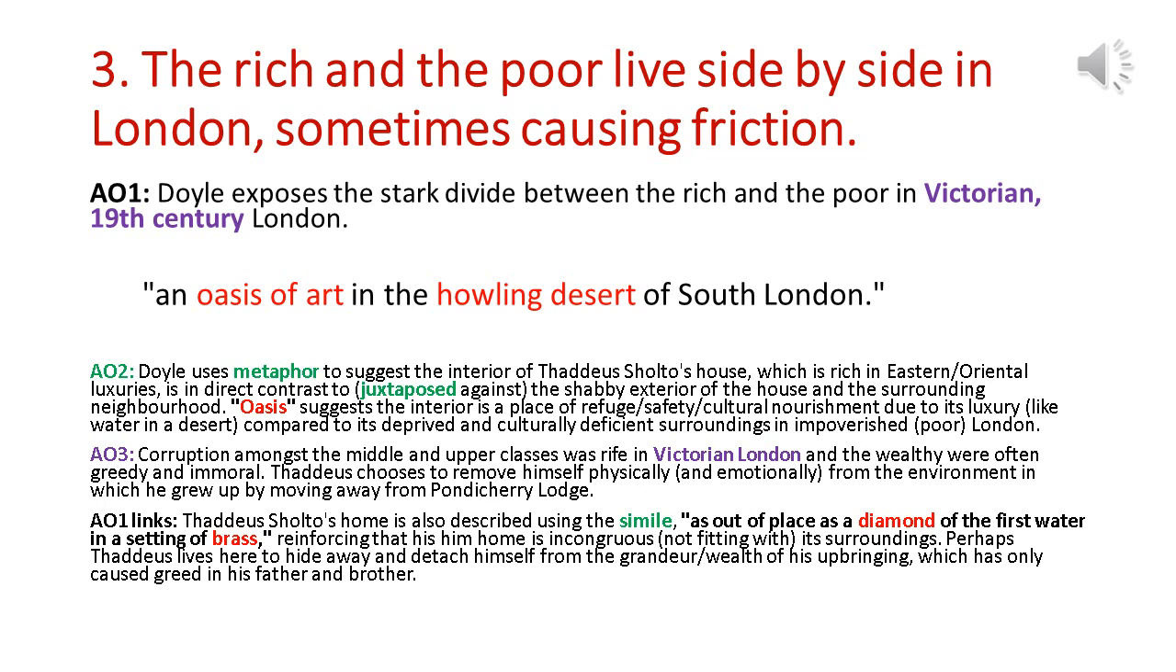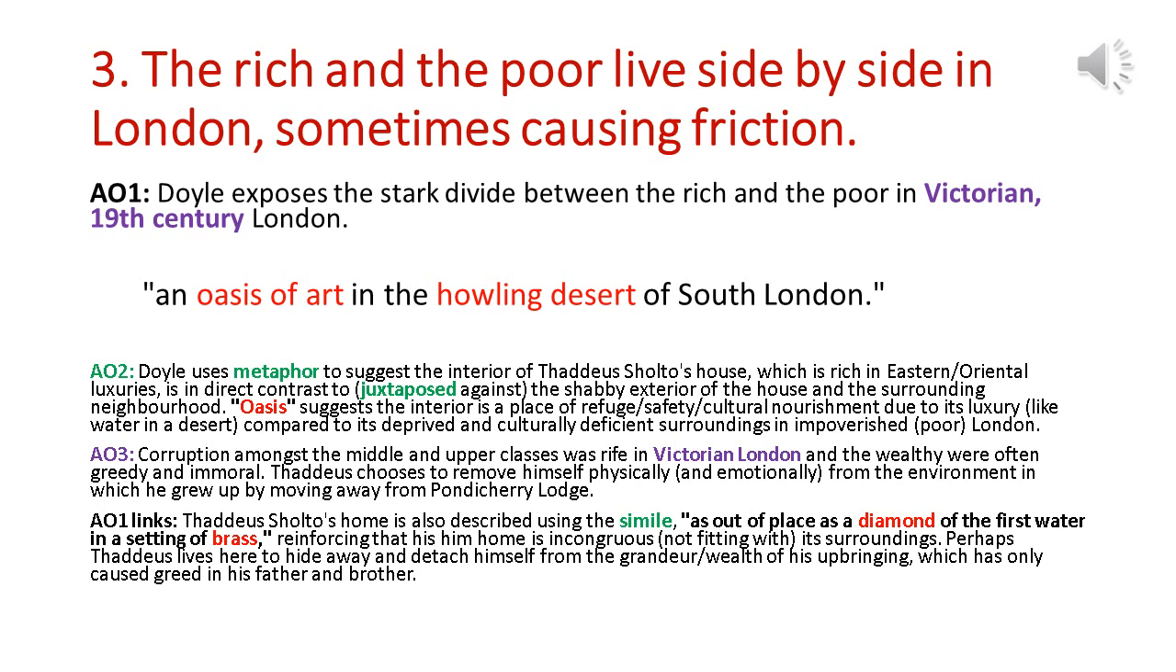Now, for AO3, looking at context, it seems strange that Thaddeus Sholto, who's quite rich, lives in such a poor area. Well, if you look at the point for AO3, corruption at the time amongst the middle and upper classes was rife. So the wealthy were often greedy and immoral, and we see that in Major Sholto in particular. So Thaddeus chooses to remove himself physically from the environment in which he grew up. He grew up in quite a rich environment, but he's moved away from Pondicherry Lodge because he doesn't want to be associated with that.